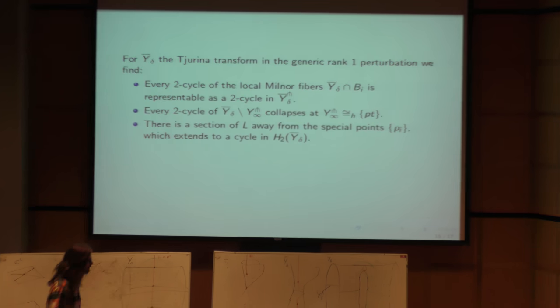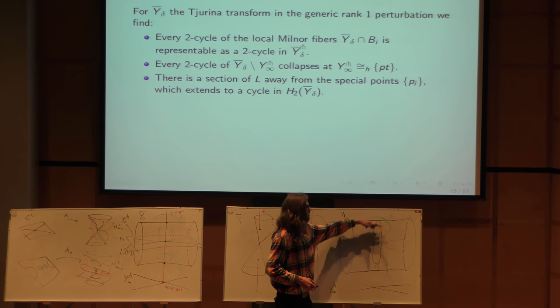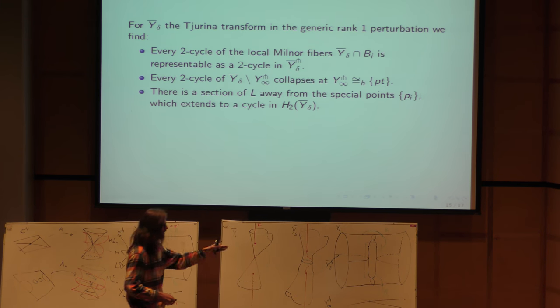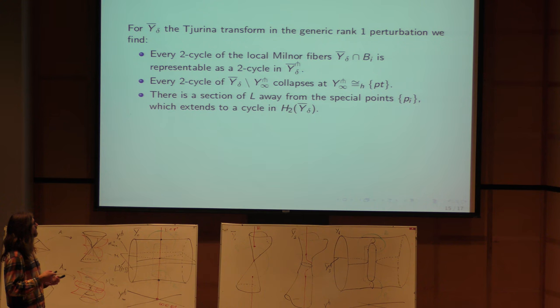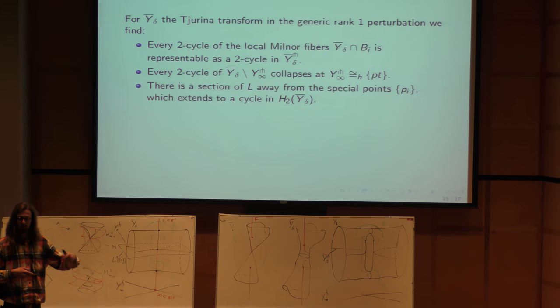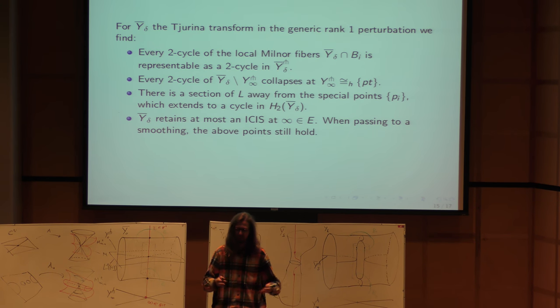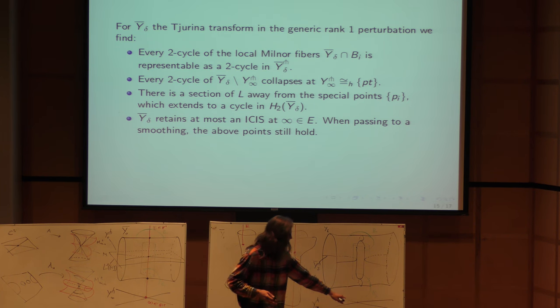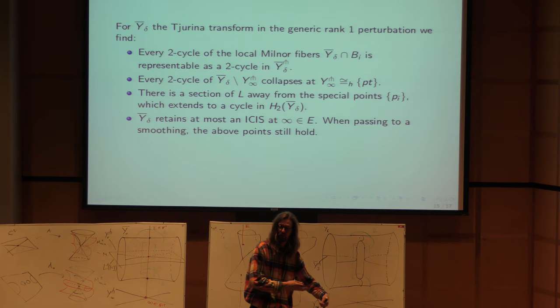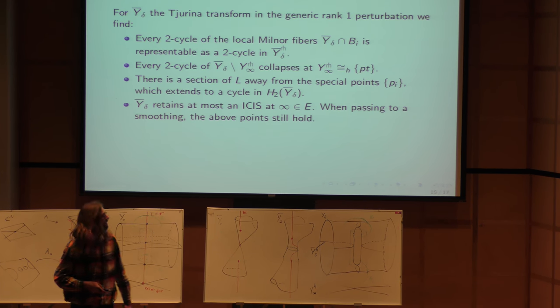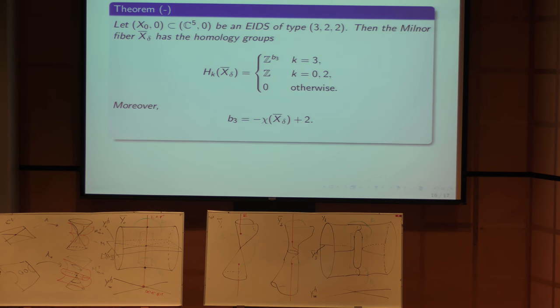It comes from a section of this fiber bundle away from the special points, which also extends over the special points. You can prove the existence of this section with the result by Dirk Zirsma and the generalization by myself. And what we have then is the Y delta of a generic rank 1 perturbation, which might still have singularities here at infinity, but these are isolated determinantal singularities. And then you can smoothen that out and you're fine. Basically, nothing bad happens when you smoothen these IDS. And then you obtain this theorem. I was worrying that I should add smoothable IDS, but it's apparent from the restrictions on the dimension.